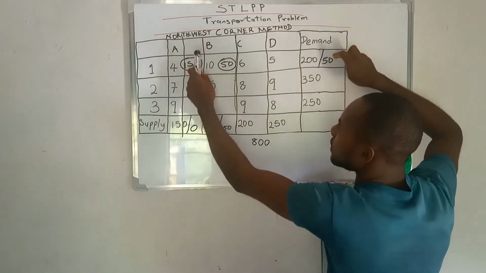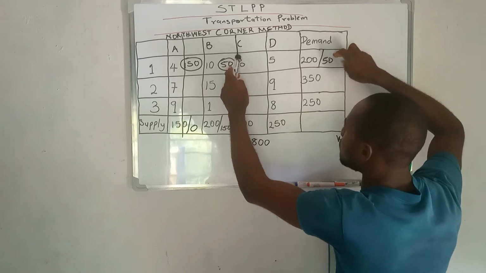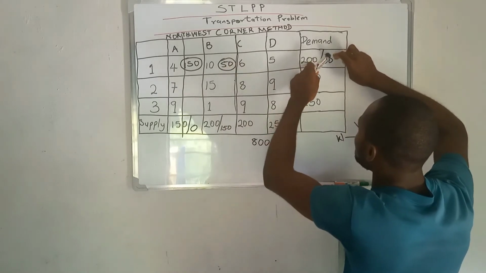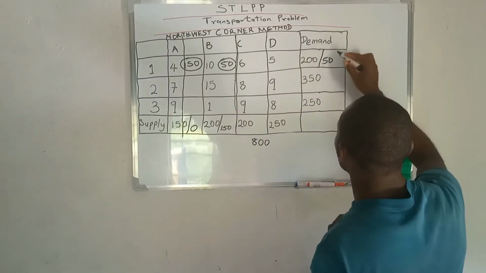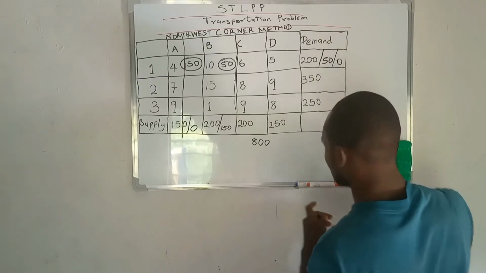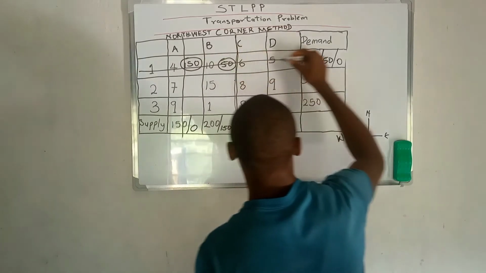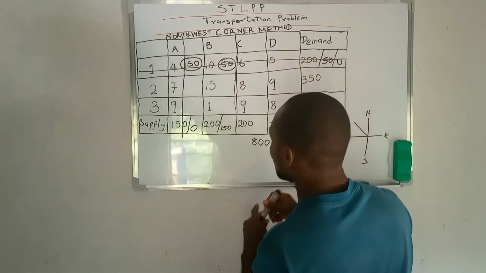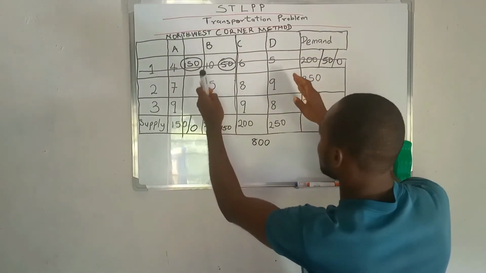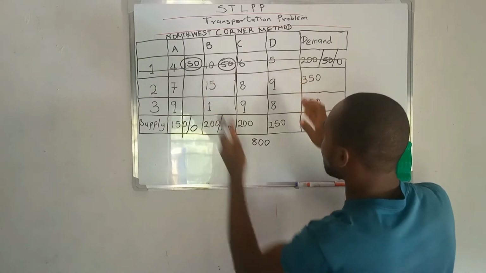We supplied the first store 150 the first time, and now 50, which completes the demand that they need. They don't need any other goods here, so we roll this out. The only place remaining now is this. So what are we going to do?